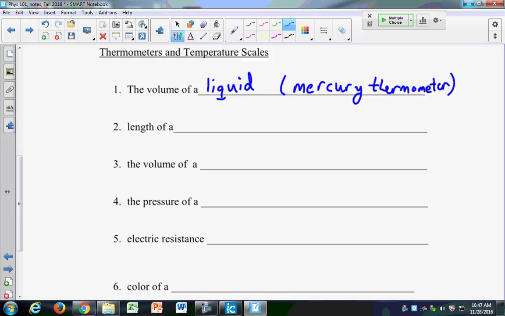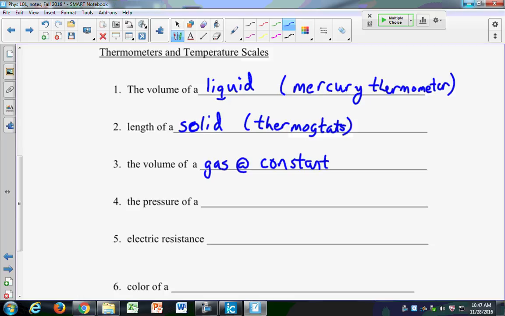But you can measure temperature in other ways. You can measure the length of a solid. In some thermostats, like in your home, we'll use this, and we'll talk about this in just a bit. If you have one of the old kinds of thermostats with the dial on it, you pull it off and you see a coil of wire inside of it. That's the kind of thermometer where it changes length according to the temperature. You can also use the volume of a gas at constant pressure to measure the temperature.